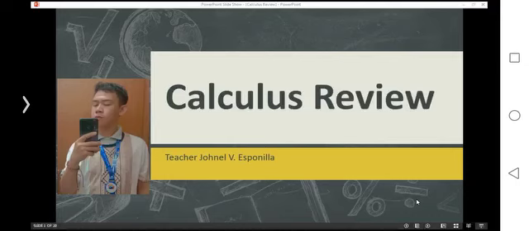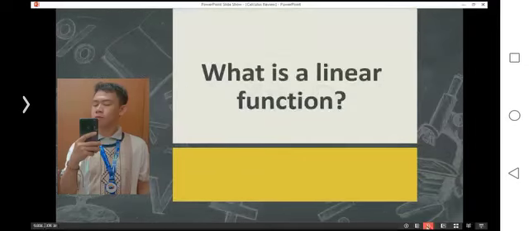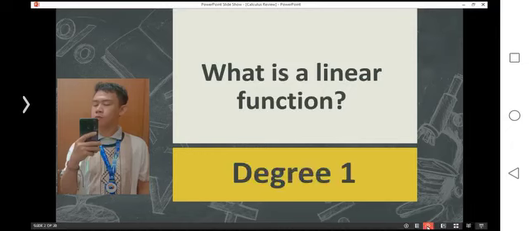Number one, next. So what is a linear function? When reading about a linear function, our idea here is the degree. When we talk about the degree, that is the highest exponent. Since we are referring to a linear function, what is the degree of this function? Answer: degree is 1.